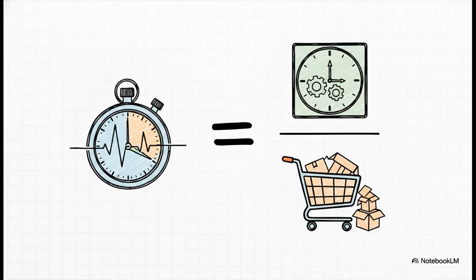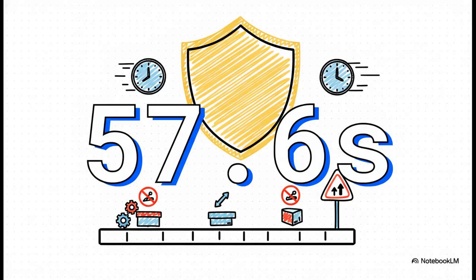The formula itself is pretty simple. You just take your available working time and you divide it by the customer demand. So for our example, let's imagine we have a standard 8-hour shift, that's 480 minutes, and our daily sales target is 500 units. So you do the math, and that gives us a takt time of 57.6 seconds.